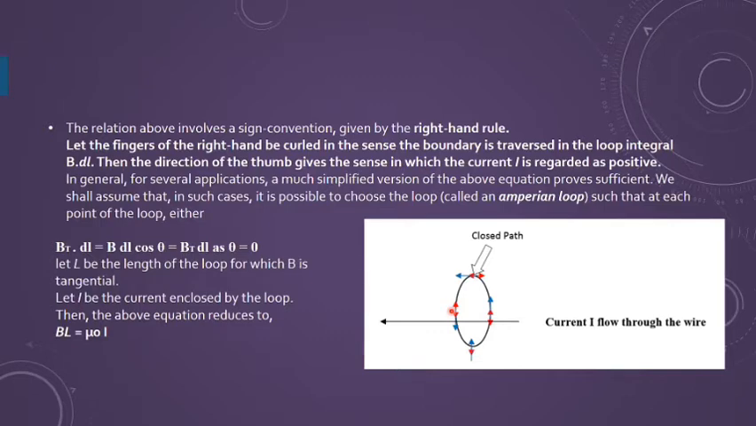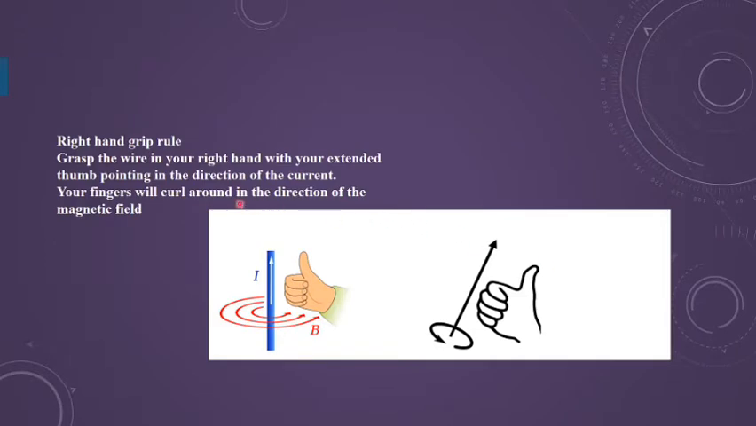That is for the length L when it is given. An Amperian loop is simply a loop which we are considering to make our derivations easy. The rule which we are using is the right hand rule. Grip the wire in your right hand with your thumb pointing in the direction of current. Then the direction in which the fingers are curling gives you the direction of magnetic field. So this is how to find the direction of magnetic field.